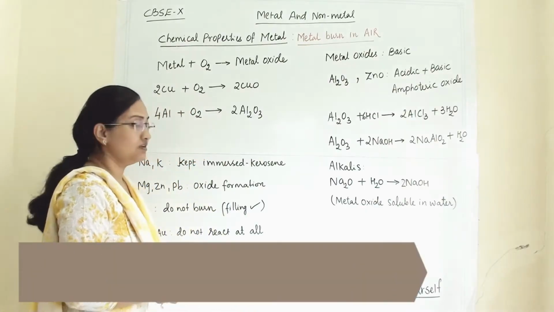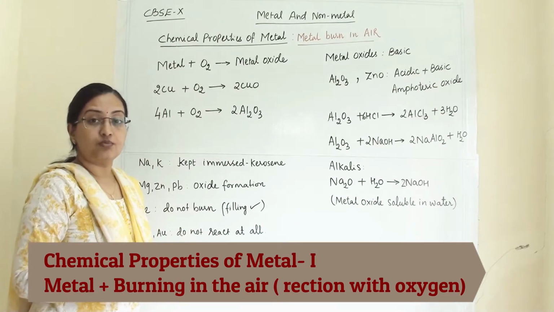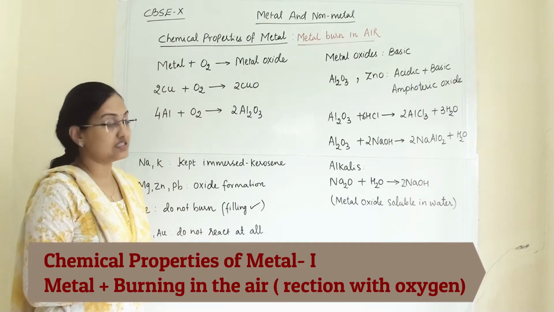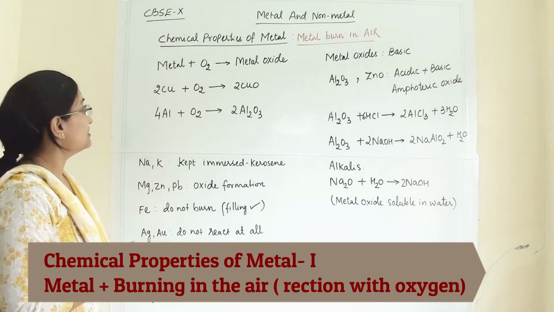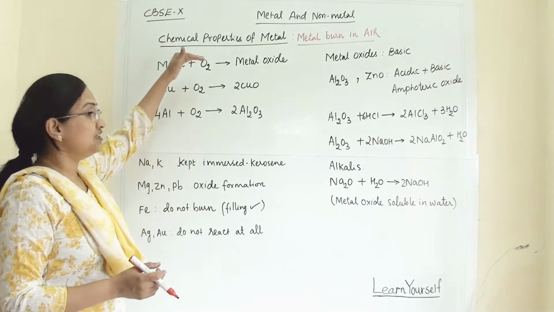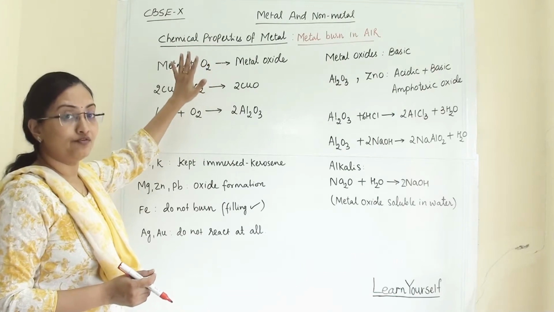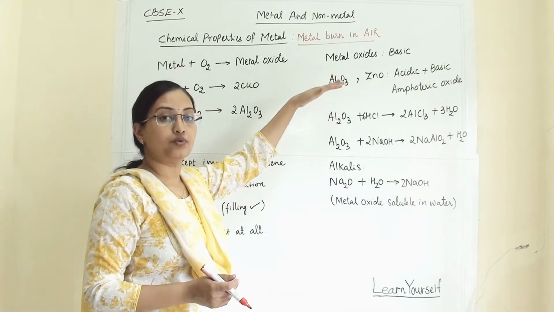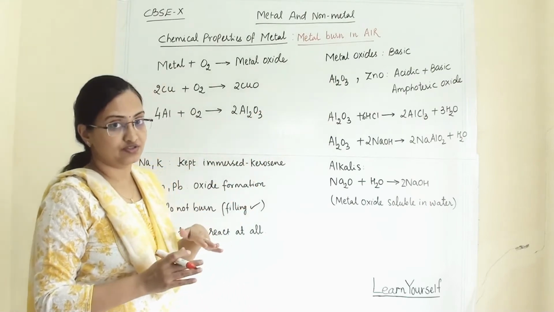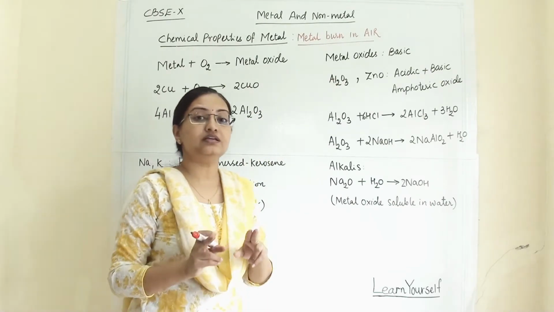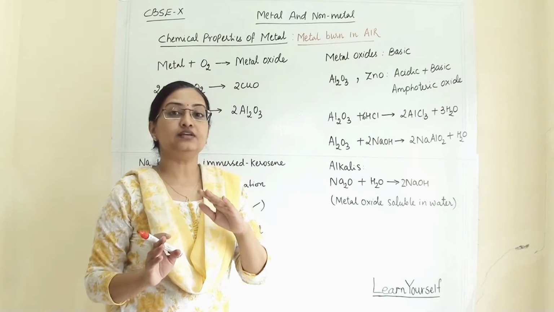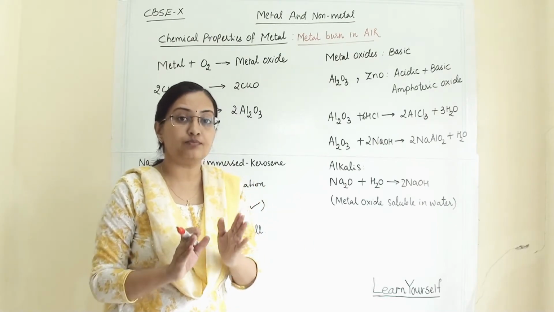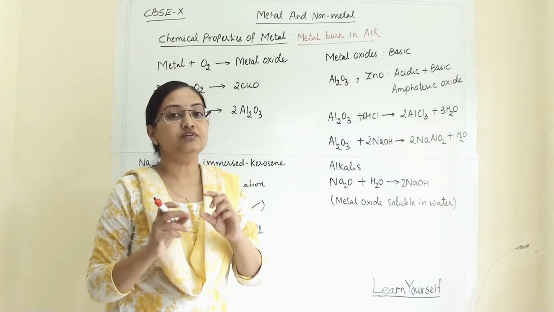Earlier we have seen what the physical properties of metals and non-metals are, and what the exceptional cases from them are. Here we are starting with the first chemical property of metals, that is, when metal burns in the air, what will happen? When metal burns in the air, it will definitely react with oxygen, because with the help of oxygen metal will burn.